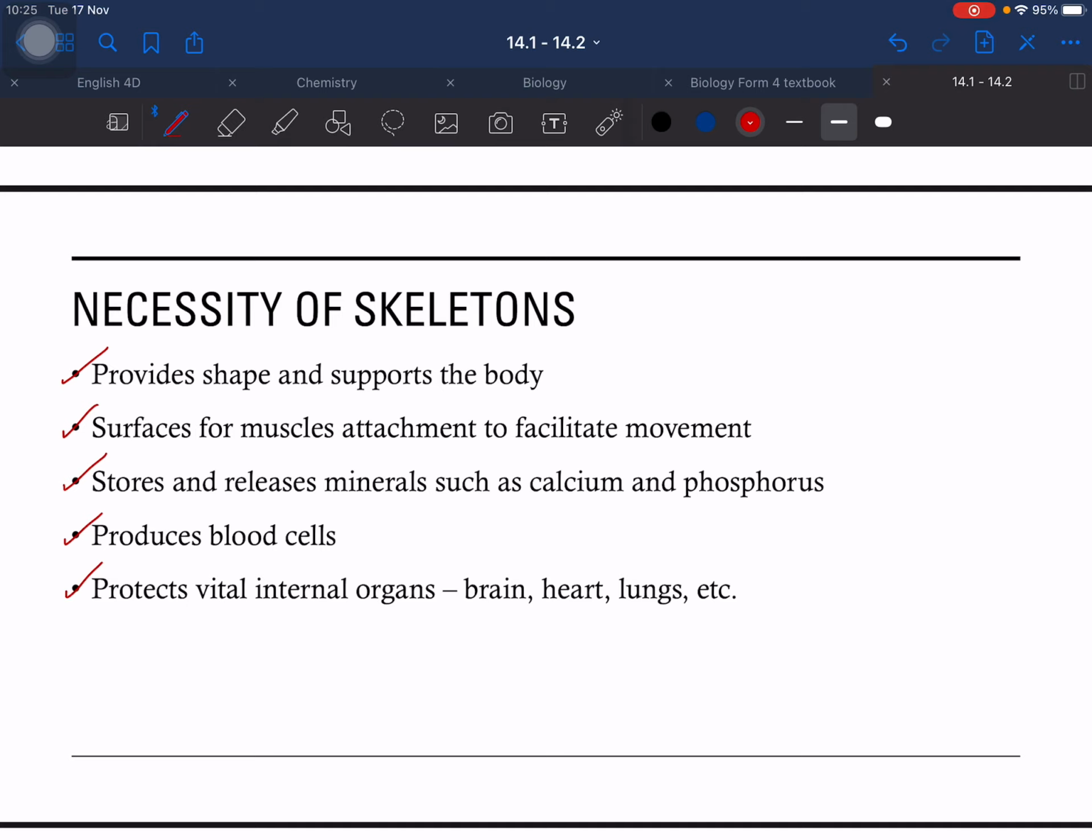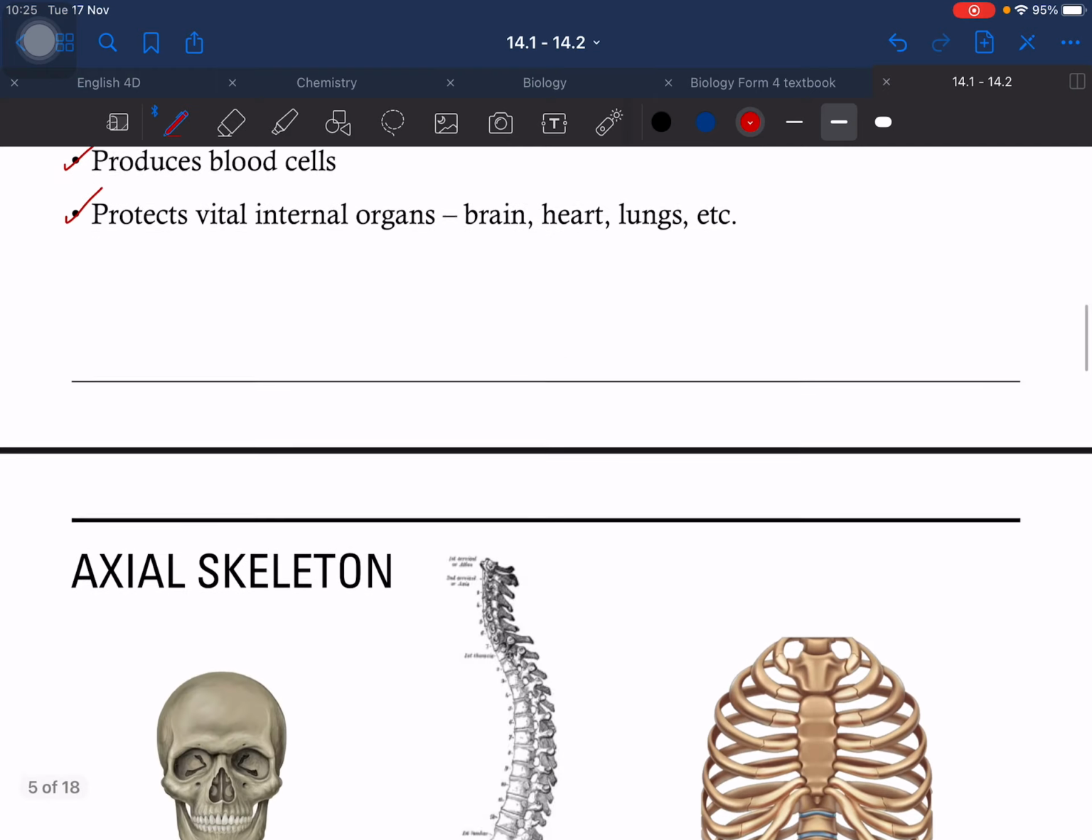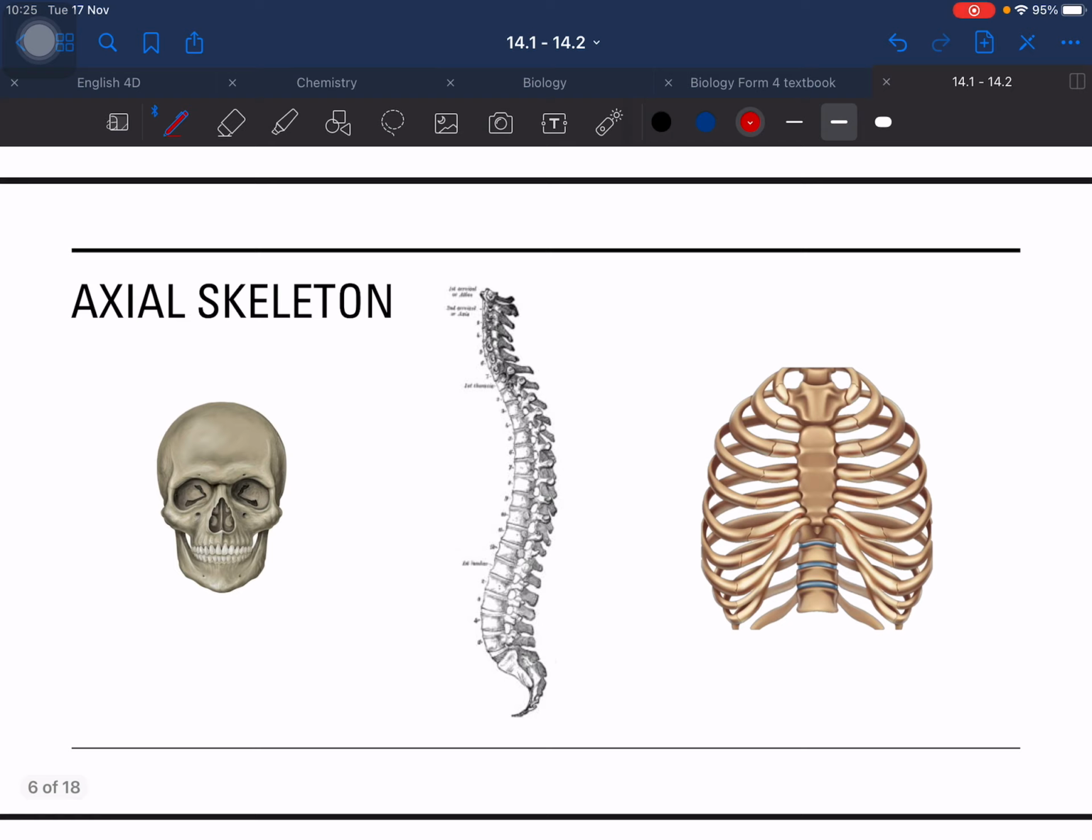Right, and that is the end of 14.1. So we will go to 14.2. We will start with the axial skeleton. So this is on page 267 of your textbook. The axial skeleton is in mint color, I guess.